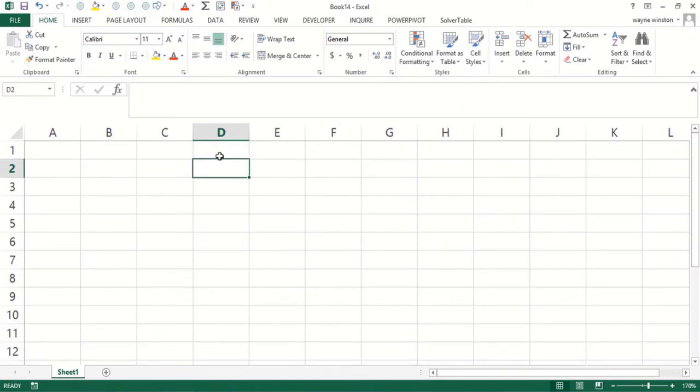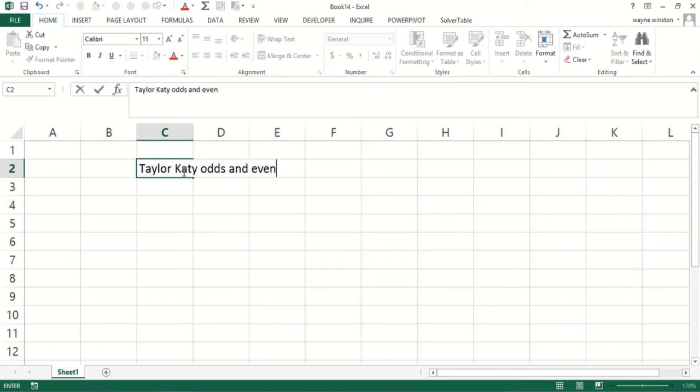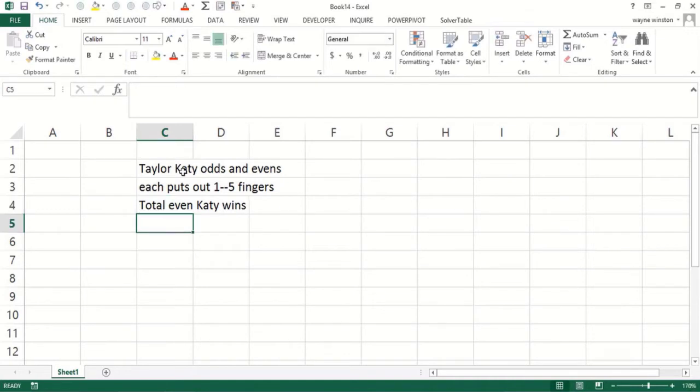I grew up using this to decide who would take out the ball in basketball, who would bat first in baseball, etc. So let's suppose Taylor Swift is playing Katy Perry. They don't like each other, as you know. Odds and evens. So each puts out 1 through 5 fingers, and if we were dealing with aliens, they could put out up to 20 fingers. And let's suppose if the total is even, Katy wins. If the total is odd, Taylor wins.